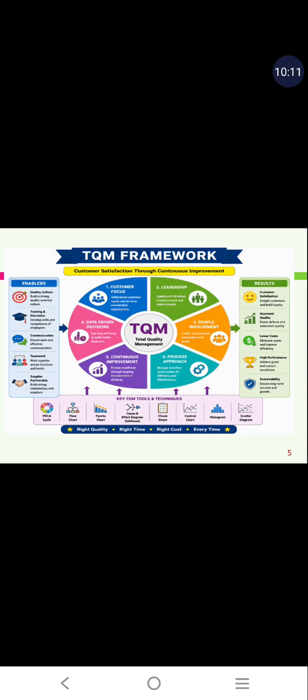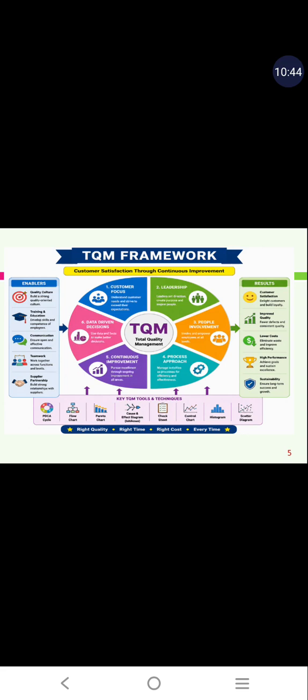In this picture you can see a few tools that are shown. I will explain in detail. The 7 tools of quality are: flow chart, check sheet, histogram, Pareto diagram, cause and effect diagram, scatter diagram, and control chart. These are the tools that are used to measure the quality of the product.